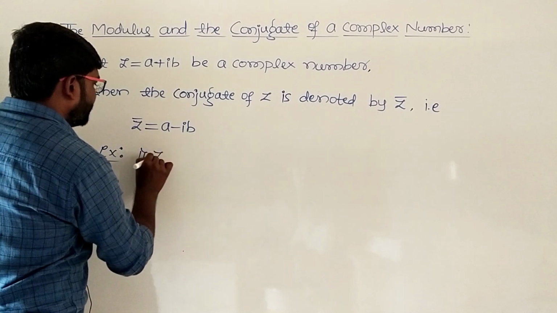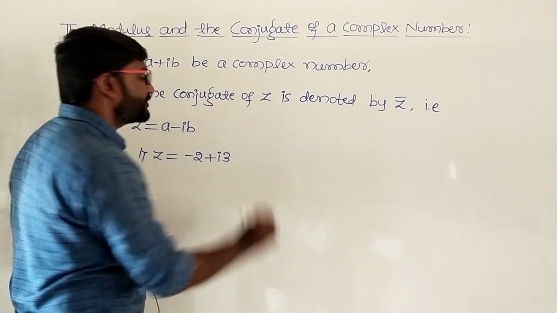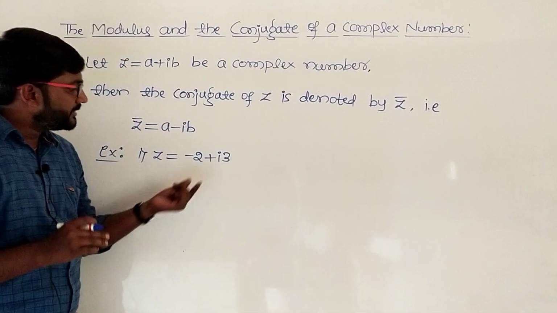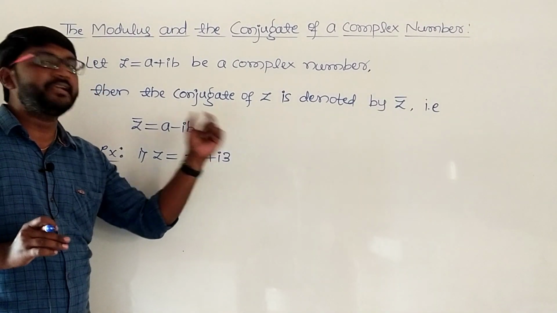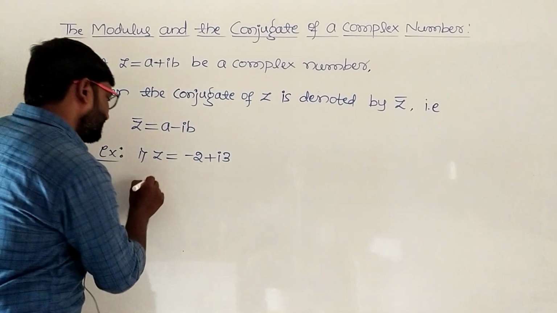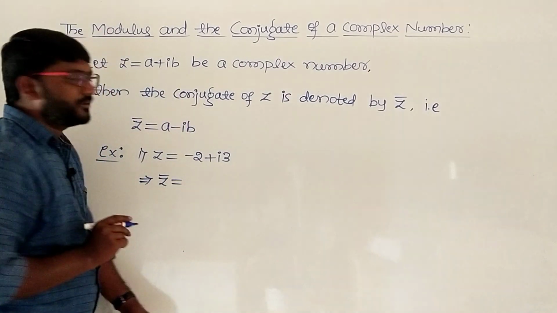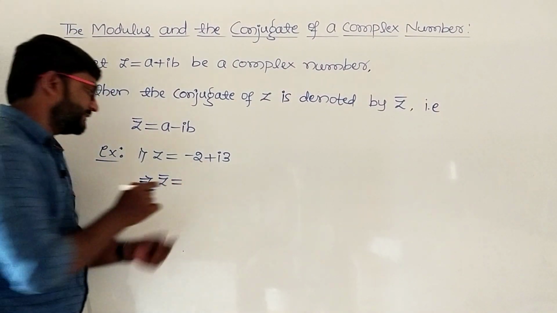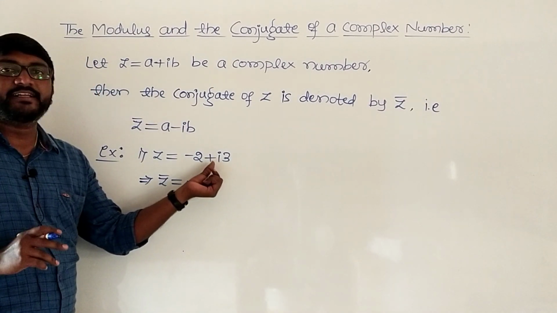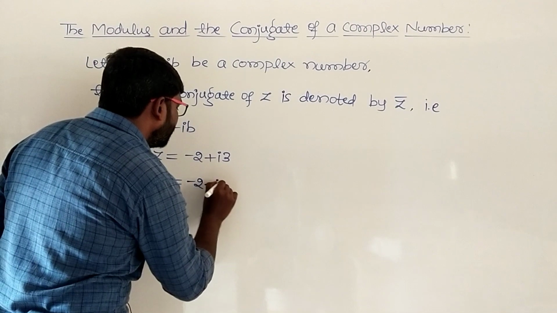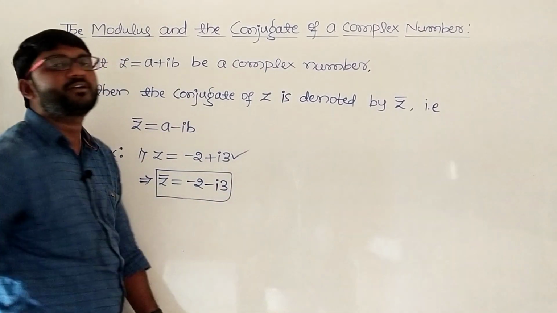So here z which is equal to minus 2 plus 3i. Minus 2 plus 3i is a complex number. Here minus 2 is the real part and 3 is the imaginary part. So let us write the conjugate of this complex number. So here z bar which is equal to, so now we have to write the real part as it is, minus 2 as it is. Then the thing that changes is the imaginary part. So I write minus 3i. So this is the conjugate for this particular complex number.